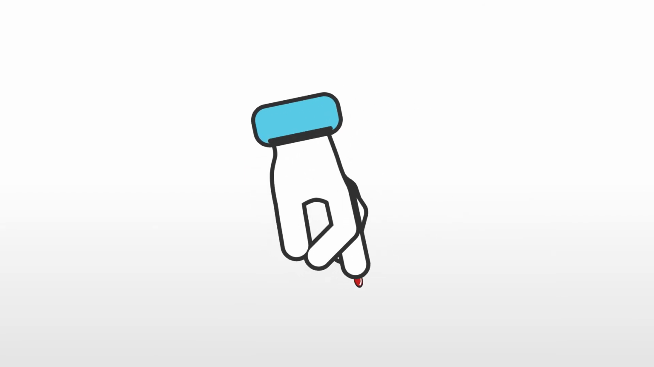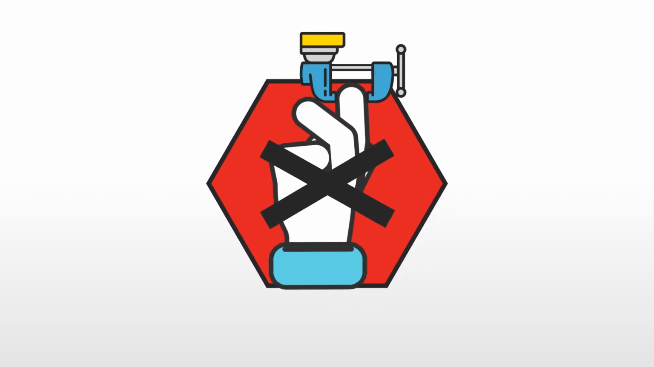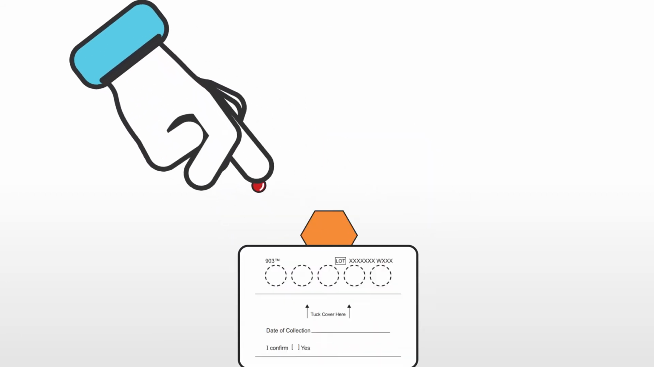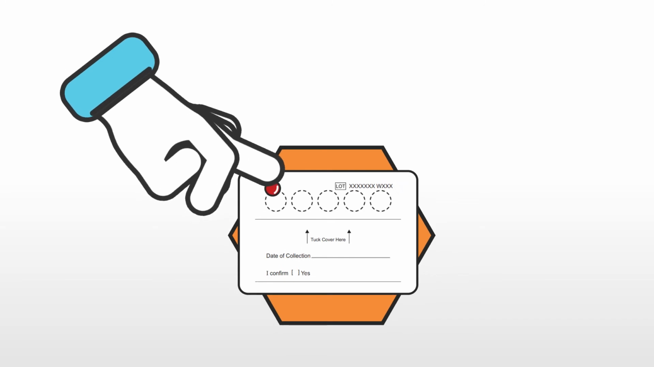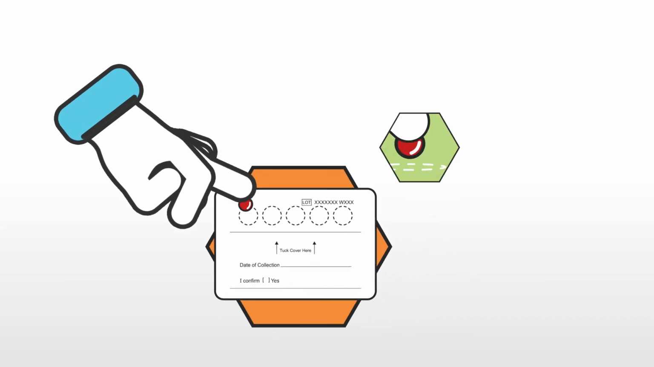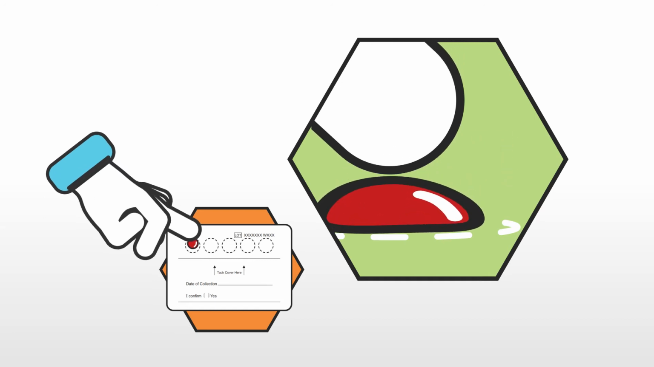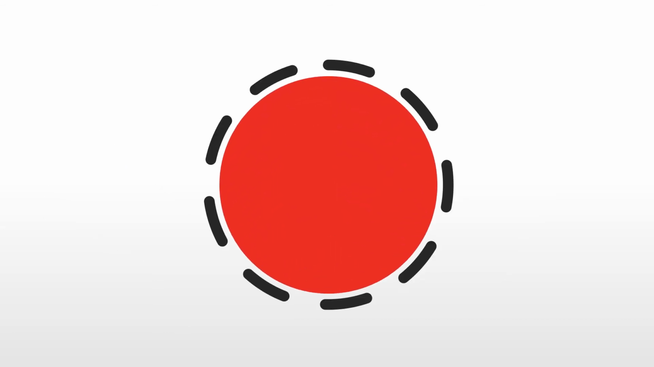Wipe the first small drop of blood away with the gauze. Point your hand down to allow a new drop to form, but don't squeeze your finger. As a large drop of blood forms, hold your finger over one of the circles on the collection card. Gently touch the blood drop to the center of the circle. The blood drop should fill the circle.